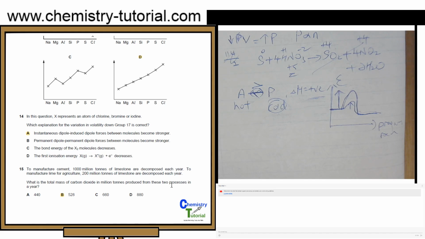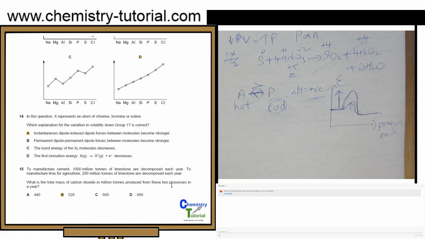That means they possess intermolecular force of attraction, or IDID, which stands for instantaneous dipole-induced dipole, which itself is dependent on the size of electron cloud or the number of electrons per molecule, or the Mr, relative molecular mass. So as you go down the group, the Mr increases, the number of electrons per molecule also increases. This is the one that explains why there is a variation in volatility down group 17. If you understand that, then the answer is obvious, and it will just be option A, because IDID, instantaneous dipole-induced dipole, between molecules become larger.